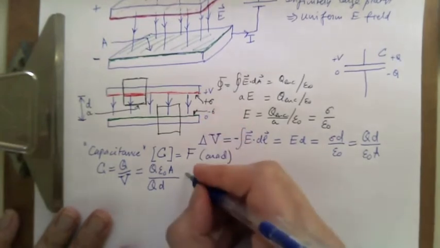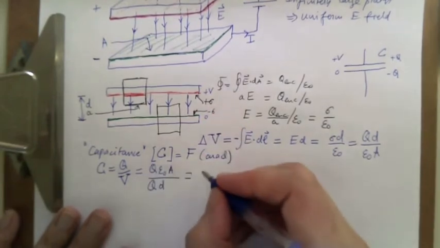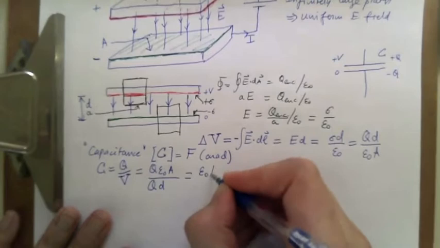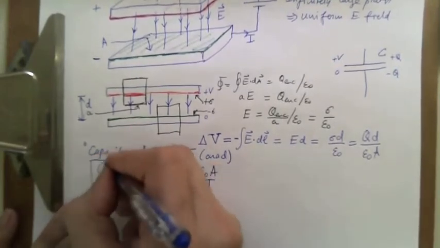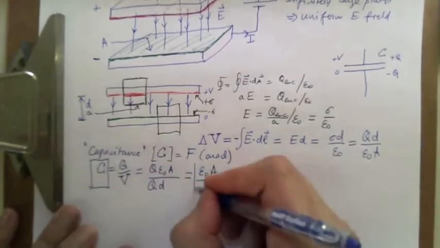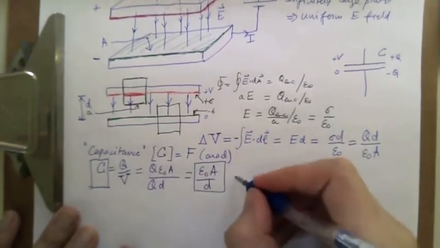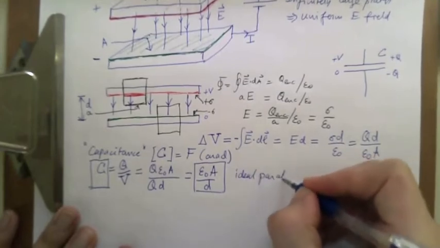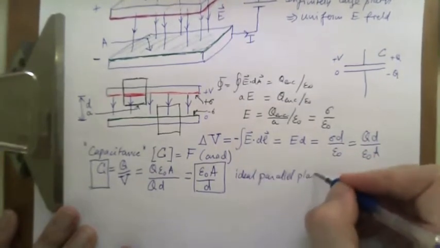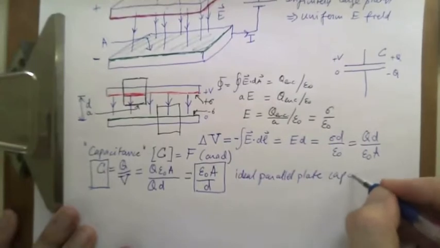So the Q's cancel because that's the entire point. So our capacitance is epsilon naught A over D. So that's the capacitance of an ideal parallel plate capacitor.